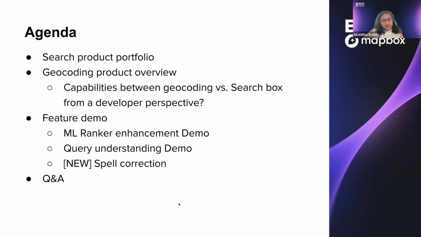For the agenda, I'm going to start briefly about what are the products within the search portfolio, followed by an overview of what the geocoding product is, and one of the top questions asked by customers: what's the difference between geocoding and search box? Search box is a different product under search. And when would you use geocoding product and when would you use search box product? I want to clarify that because that's been a very common question.